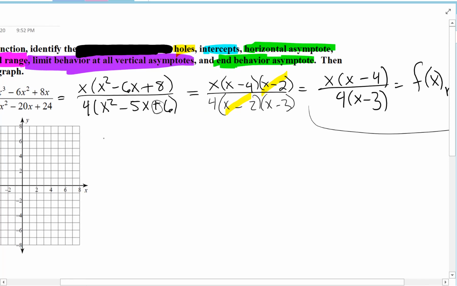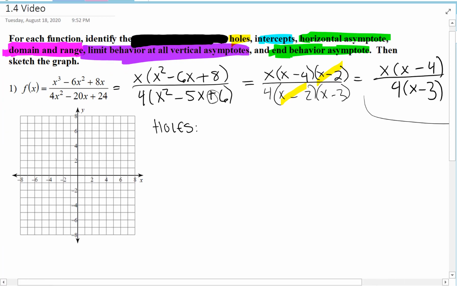Okay, anything that was able to reduce to 1 is in fact a hole, anything that makes that 0. So your hole is going to be at x equals positive 2. You're only given the x value. You do not know the y value of the hole until you know y values on either side of it, so that you have an estimate.